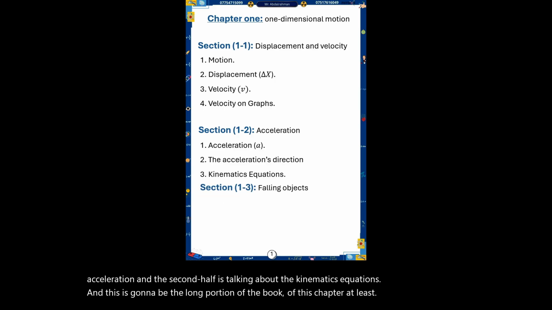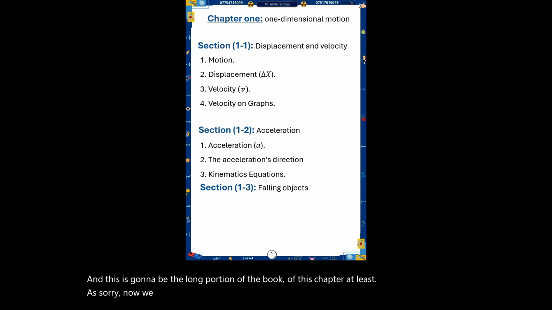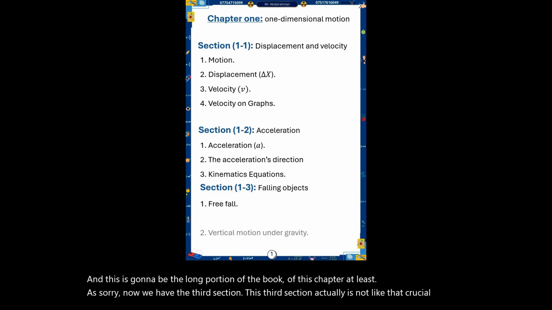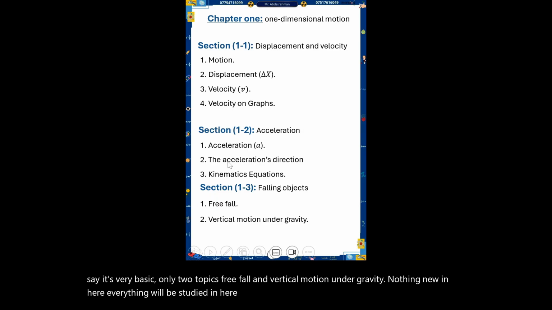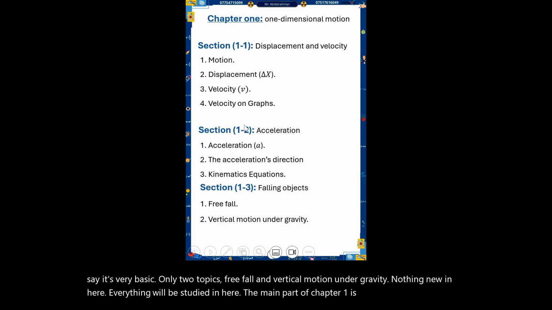Now we have the third section. This third section actually is not that crucial. It's very basic, only two topics: free fall and vertical motion under gravity. Nothing new in here. Everything will be studied in here. The main part of chapter 1 is those two sections.